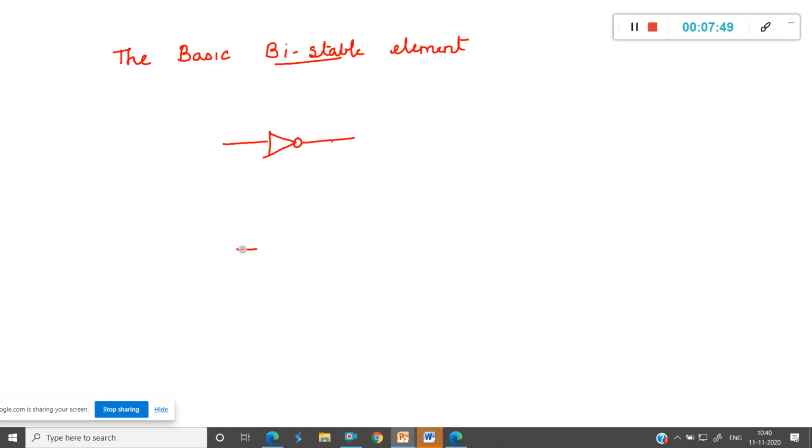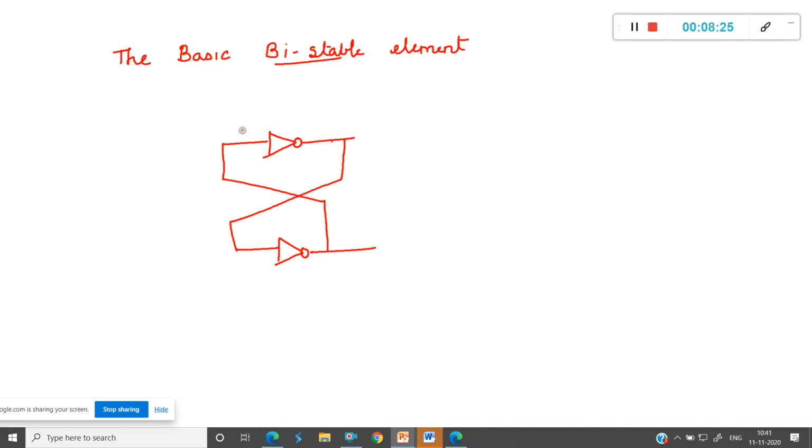Here I would like to draw with a little space again in order to explain it. So here we have an inverter and here we have an inverter. This is the first inverter, this is the second inverter. The output of the first inverter is connected as an input to the second inverter, and the output of the second inverter is connected as an input to the first inverter.